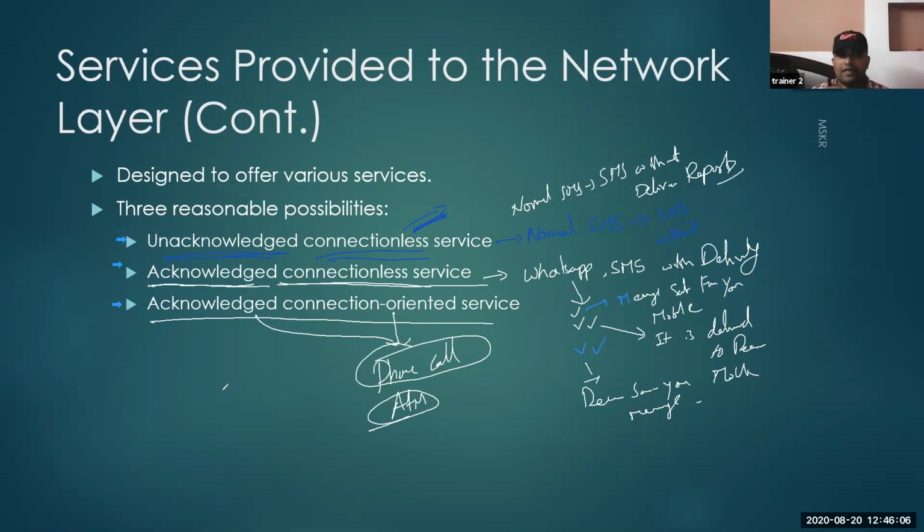Okay, and it is acknowledged communication. So these are the three types of services that the data link layer is mainly going to provide to the network layer. Okay, so what are the services provided? That question we answered.